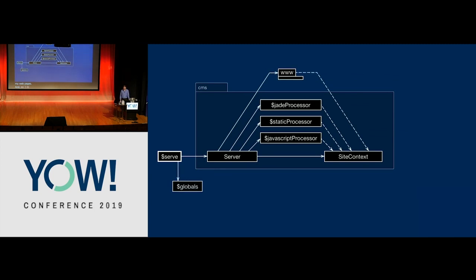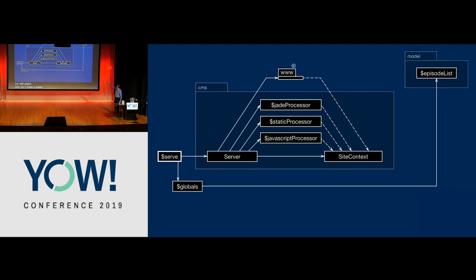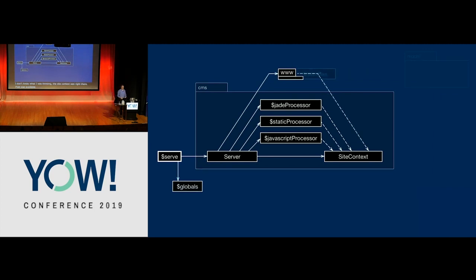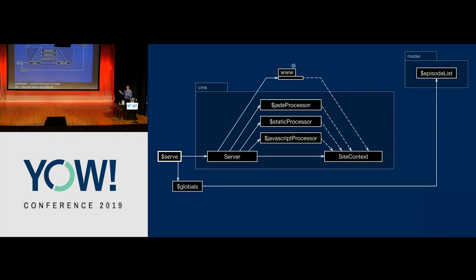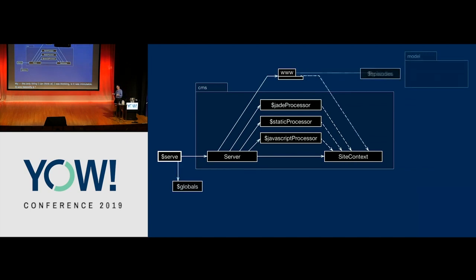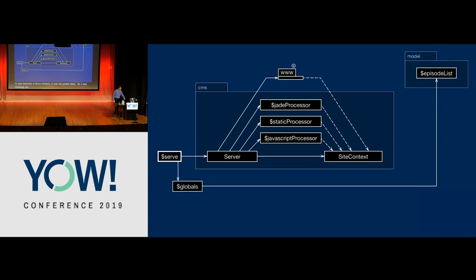I don't know what I was thinking. The site context was right there. That was available to all web pages. It had the context of the application. I should have put it in there. The only thing I can think I was thinking was that this is immutable. It was basically a fancy constant. It wasn't global state. So I think I was thinking, it's not so bad. It was not so good. That decision would come back to haunt me.